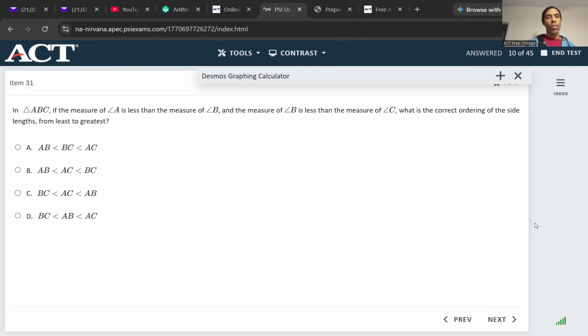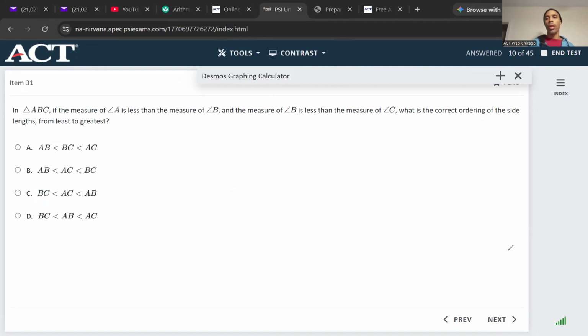In triangle ABC, if the measure of angle A is less than the measure of angle B, and the measure of angle B is less than the measure of angle C, what's the correct ordering of the side lengths from least to greatest? You would greatly benefit from drawing a diagram.